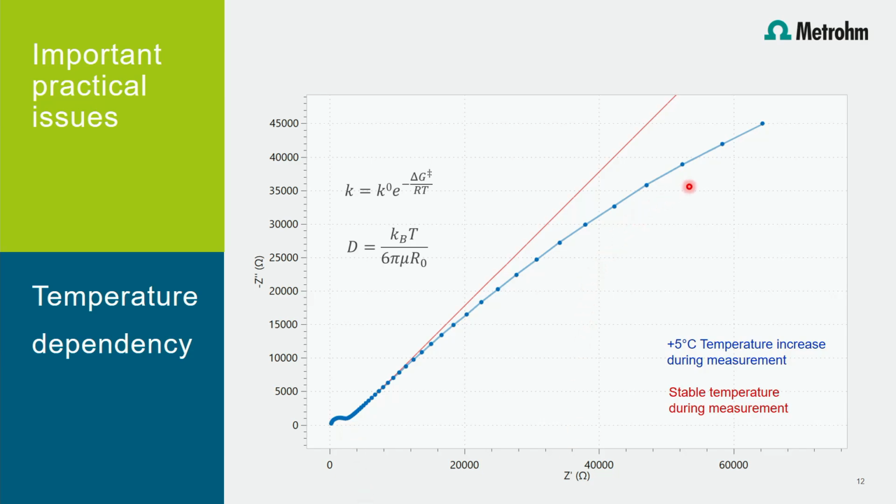But lower frequencies need much more time to be measured because the lower the frequency, the longer the measurement time. That means that the evaluation of the low frequency range where mass transport occurs of this measurement should not be done due to the temperature drift.